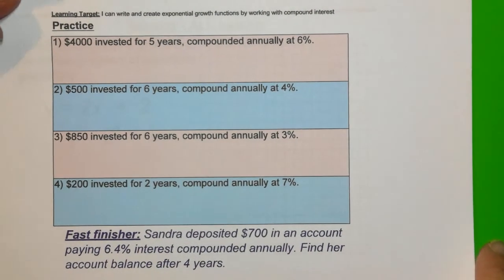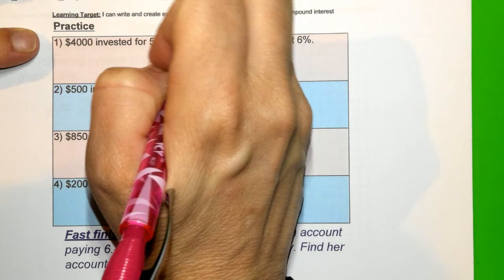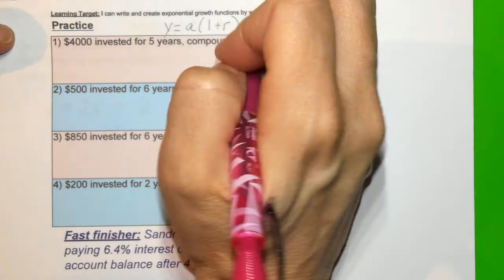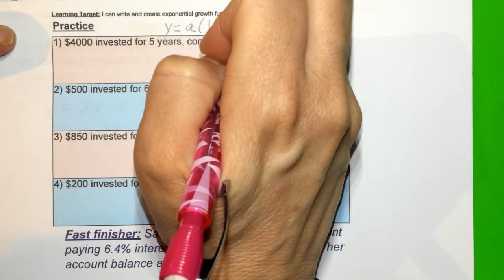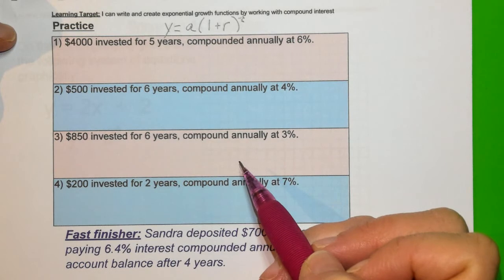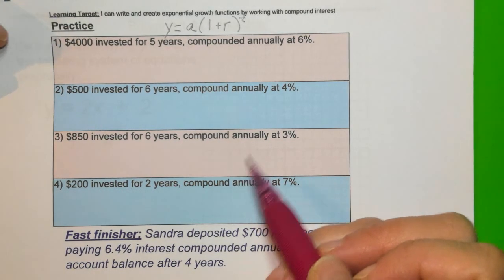So what I want you to do is use the formula that I just showed you. The y equals, that's the formula you're always going to use for compound interest. y equals a times 1 plus r to the t. And you know what, let's do one together, and then I'll have you work on 2, 3, and 4 on your own, and then we'll come back with the video and with the answers.